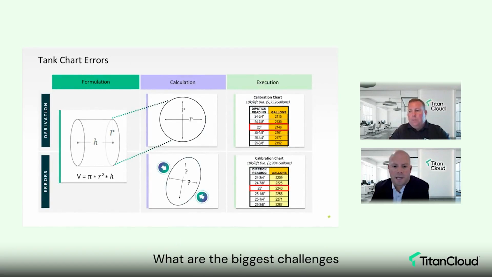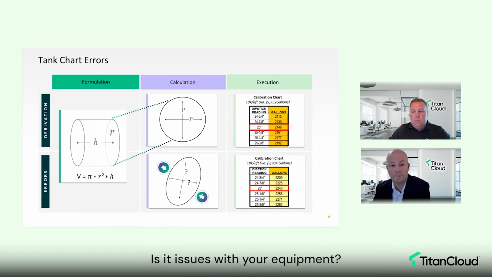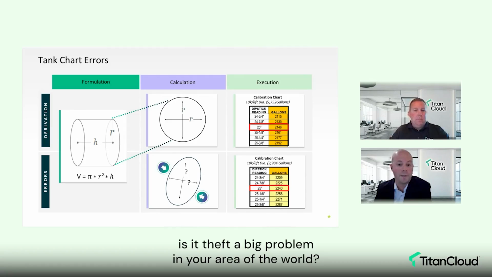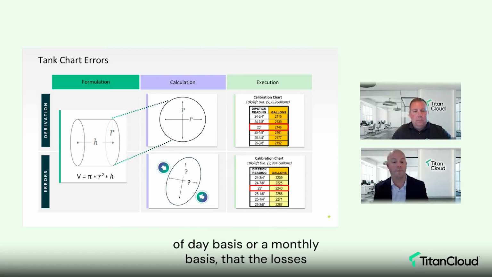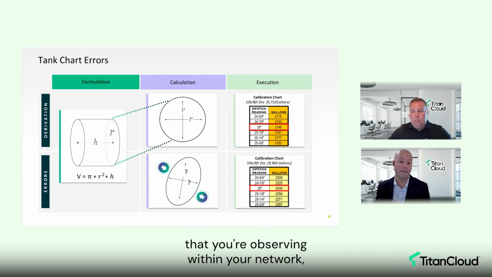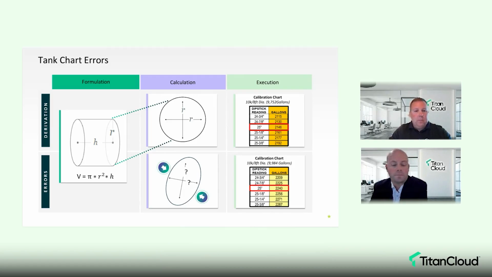What are the biggest challenges that your team are facing in minimizing inventory variance and fuel losses? Is it leaks and spills that is your major issue? Is it calibration issues? Is it issues with your equipment, such as gauges or potential issues with your meters? Is theft a big problem in your area of the world? And when we're talking about equipment issues such as calibrations, is it your tank charts? Are you not too sure, when you're reconciling your fuel on an end of day or monthly basis, that the losses or potential gains you're observing within your network are associated purely with an ATG calibration error?